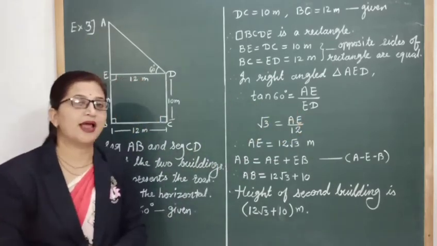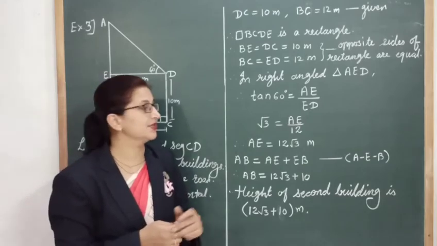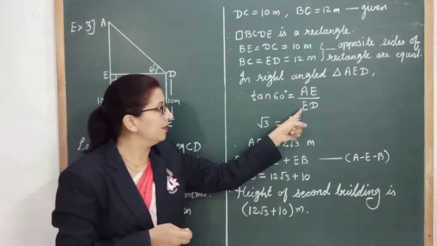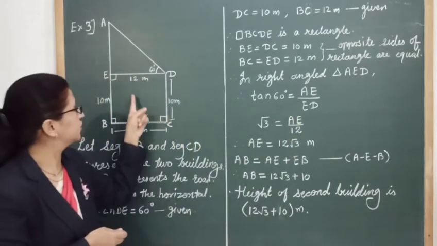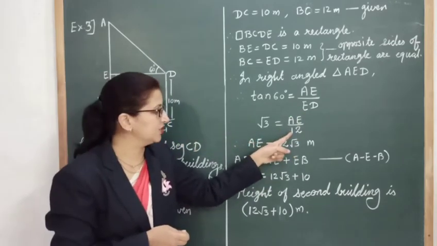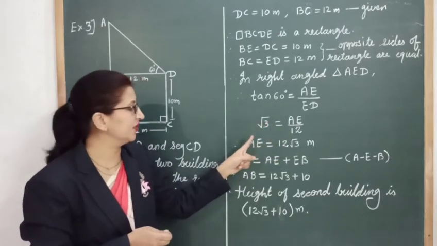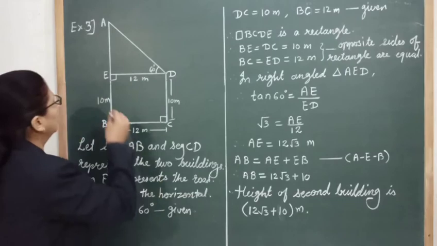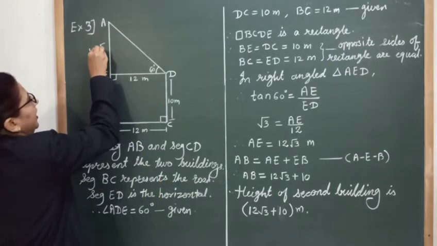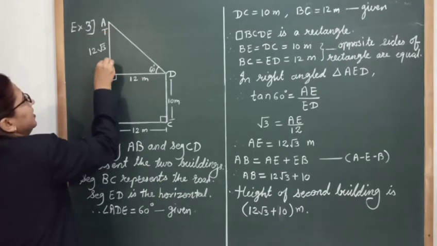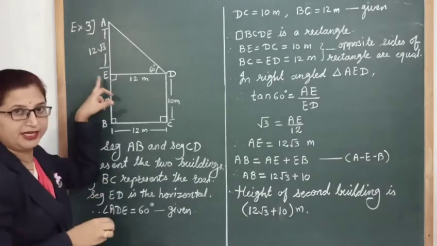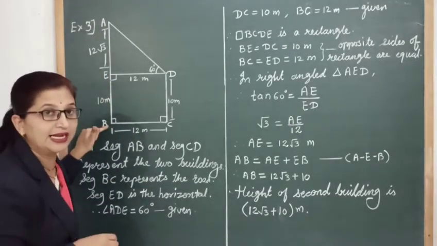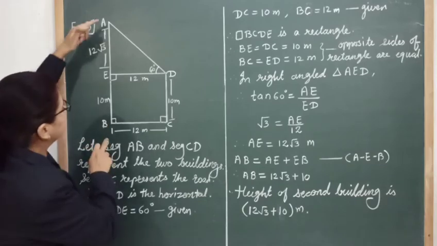So let's put the value. We know the value of tan 60 as root 3. AE we don't know. ED, that is 12. So this 12 is dividing, it will multiply. In this way we will get AE is equal to 12 root 3. AE, we got this as 12 root 3. What we have to find out? The height of this second building, that is AB. Now we have done here.